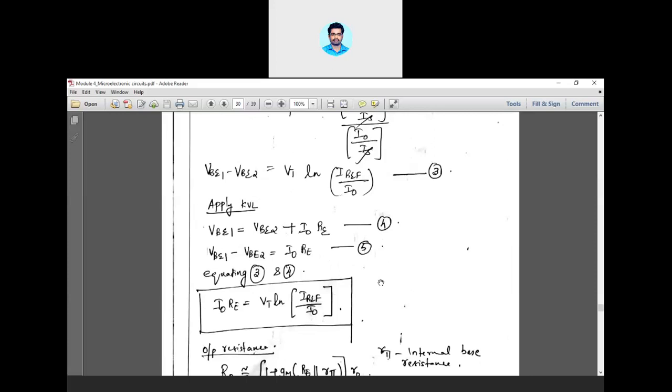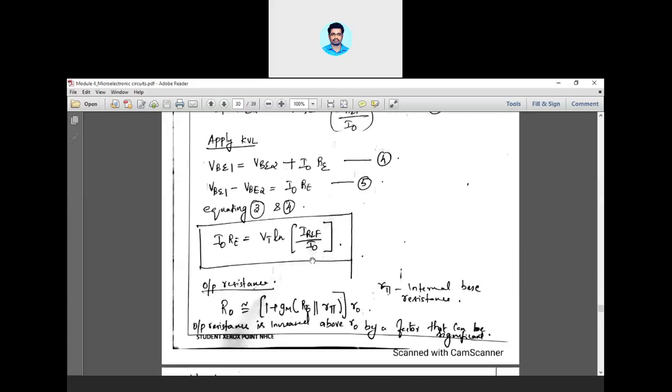So this is the advantage of Wilson's current source, where he is able to steer any desired amount of current out of a reference current by using a small resistance value RE, that too with a simple hardware circuit with only two transistors, BJTs. Okay, and please note down this particular equation for output resistance, and no need to derive this particular value, because it is already known.